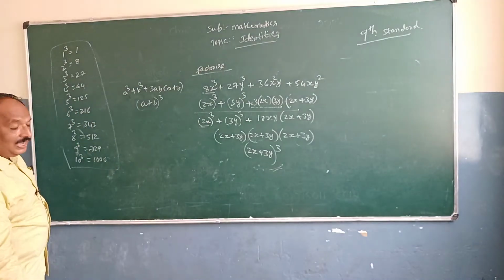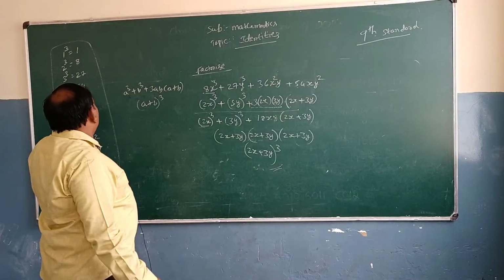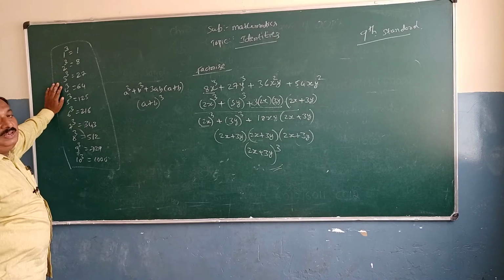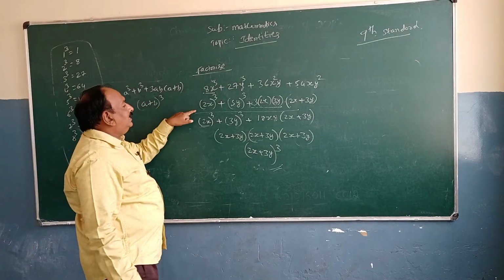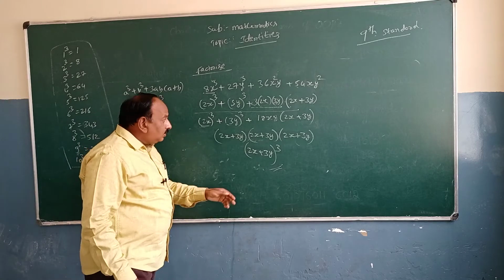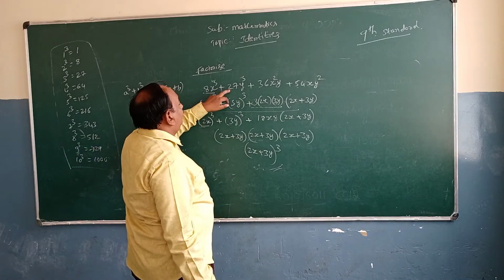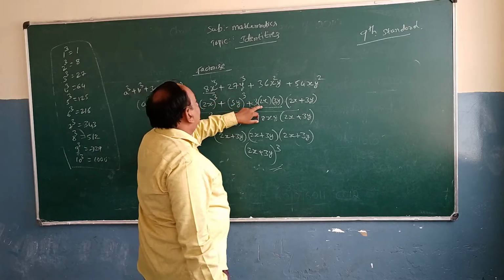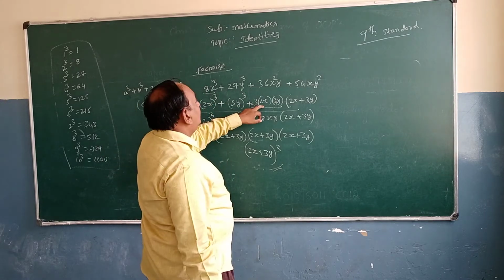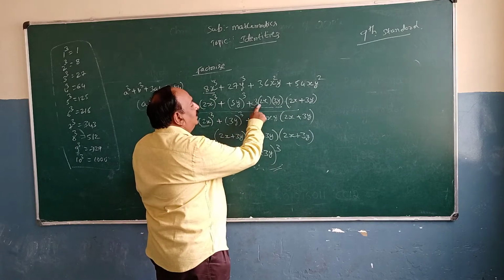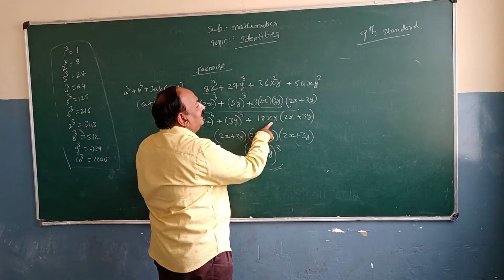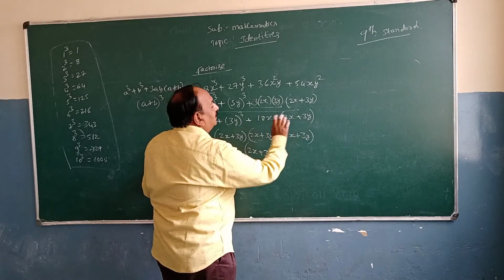I want to explain once again. You must know the cube roots very well while doing this problem. The cube root of 8 is 2x whole cube. The cube root of 27y is 3y whole cube. 3 into a is 2x, b is 3y into 2x plus 3y. 3 2s are 6, 6 3s are 18xy into 2x plus 3y.